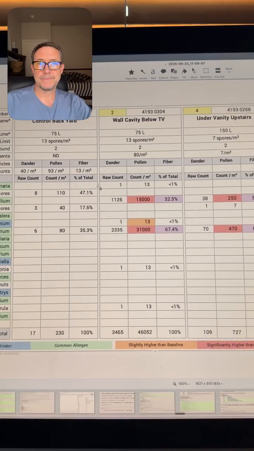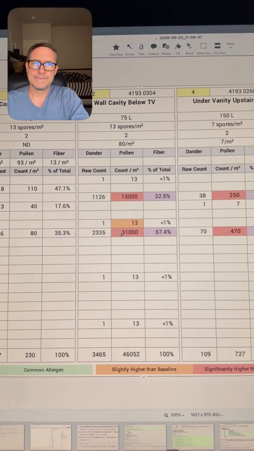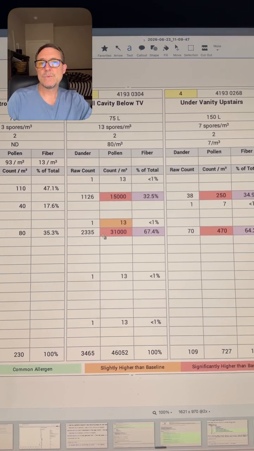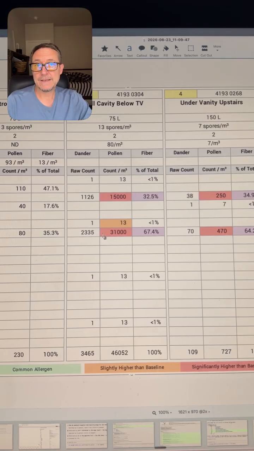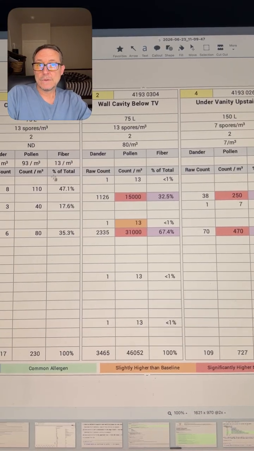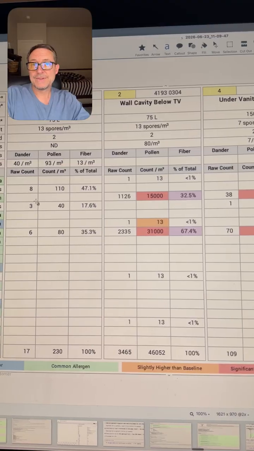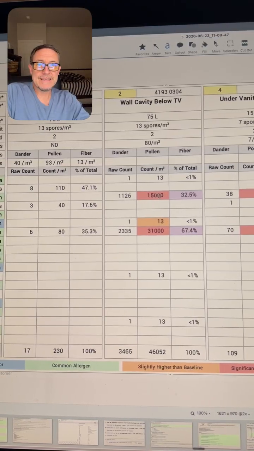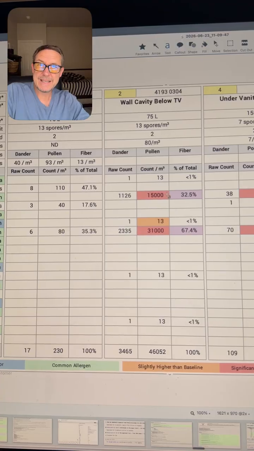So we look, we have huge levels of mold. I don't know if you can see this. Okay? This is 15,000. This is 31,000. I consider things to be high when there's none outside, like there's none. Even if it was 1,000, this is 15,000. This means the inside is 15 times greater than the outside.